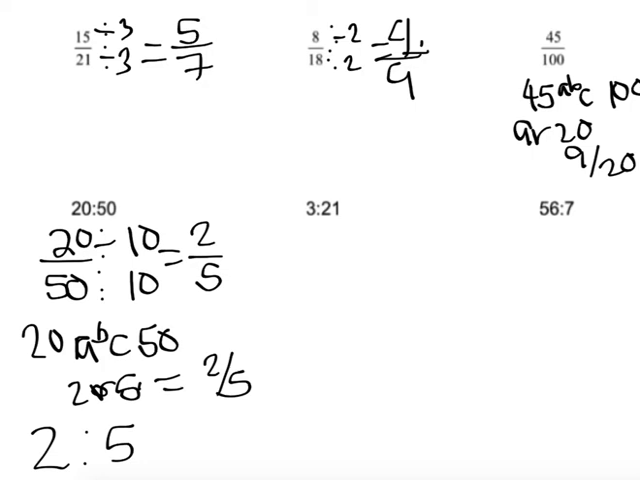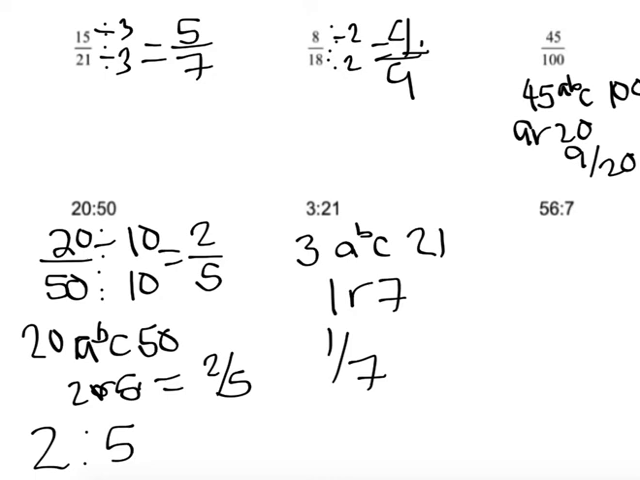What you can type in your calculator. You don't necessarily have to turn it into a fraction to do so. So you can still do it with your calculator by just going your first number, which was 3, your ABC button, your second number, which is 21, and it's going to give you 1R7. So we can write this as 1 over 7 and turn it back into a ratio by going top number to bottom number.